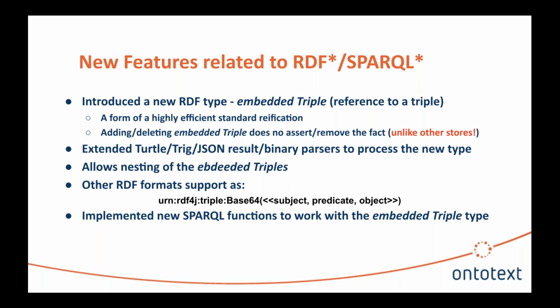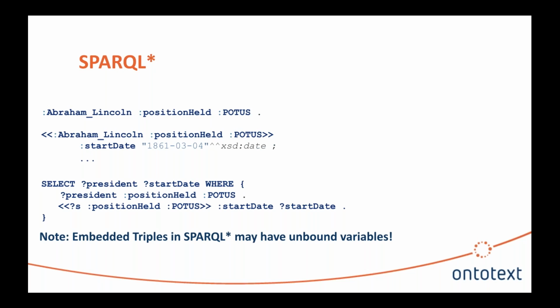There are other implementations which try to mimic this with named graphs, or they may try to convert it to standard reification. There is another thing which was a big controversy about the specification: if you assert a statement with an embedded triple, like in the previous example, if you state Abraham Lincoln position held POTUS start date, whether you can reference something which does not exist. Do you have to also assert the original statement that there is President Abraham Lincoln and he held the position President of the United States?